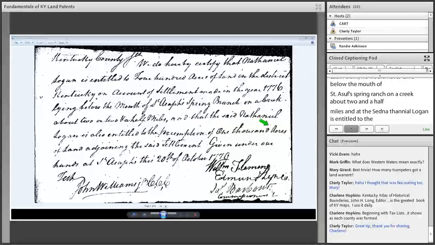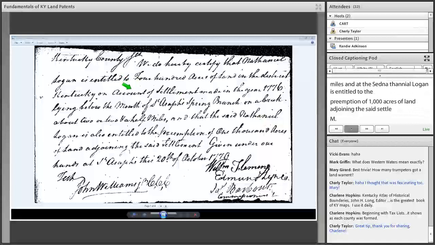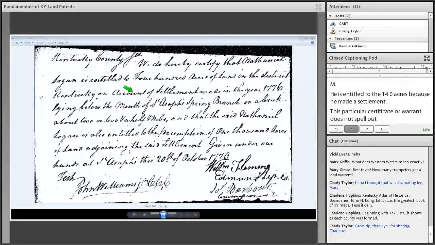Okay, so he is entitled to the 1,400 acres because he made a settlement. This particular certificate or warrant does not spell out the corn. You will see that on the bulk of them, though. Issued at St. Asaph's this October 20th, 1779, by the land commissioners Fleming, Line, and Barber. Trigg went along as the fourth one. So we now have an authorization for a 1,400-acre patent. It could be done in one survey or in two. It was done in two.